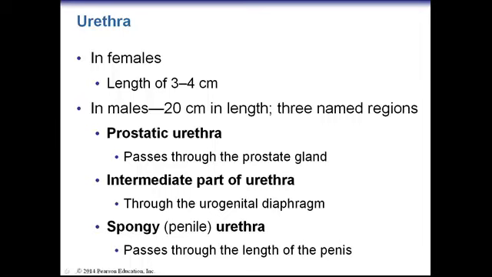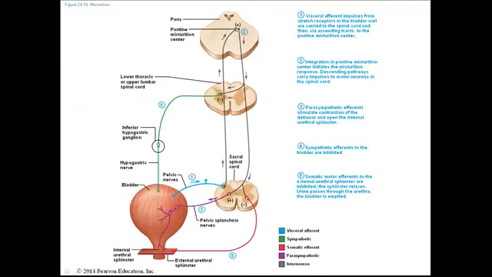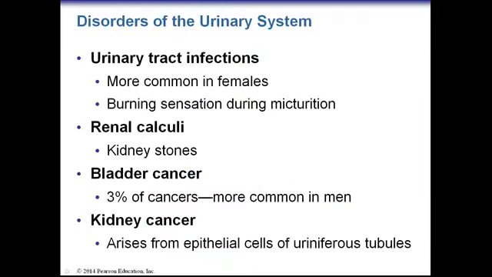The prostatic urethra is just that portion that goes through the prostate. The intermediate part of the urethra goes through the urogenital diaphragm, and the spongy goes through the penis in males. This is just a picture of the neural control. Again, we're in the pons. Okay, and the pons is much higher than the medulla, which controls breathing and heart rate. So now this is much higher. It's on the pons, and there are the different autonomic controls.